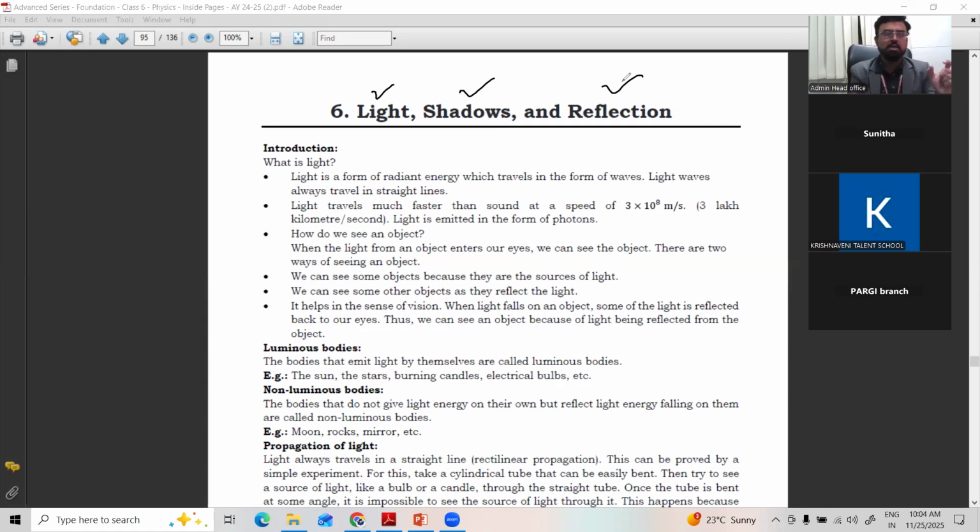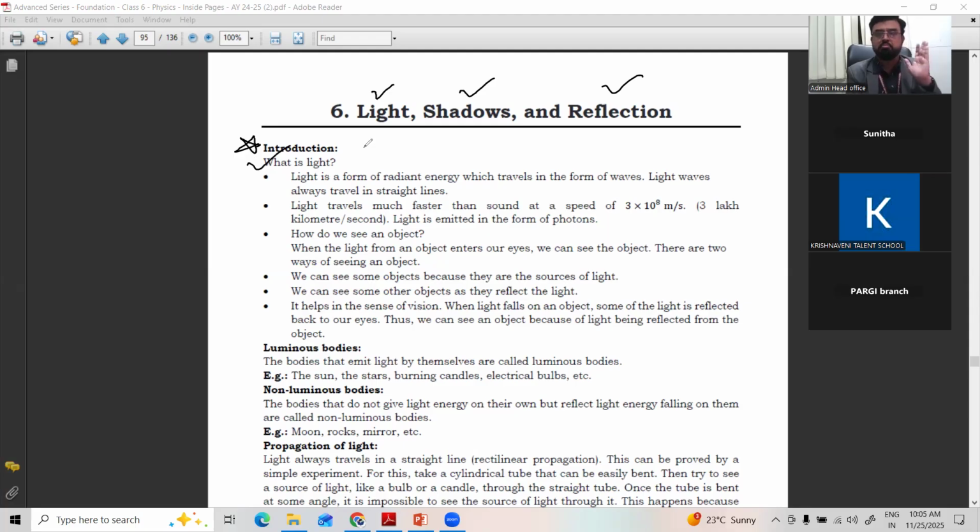One is about light, and the other is about shadow: what is the condition for formation of a shadow, and how to detect the shadow on a screen, everything. Then one of the important properties of light called reflection. Okay, now let us come to the introduction.